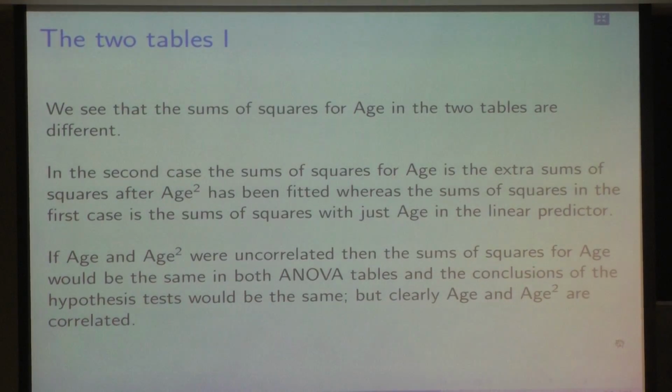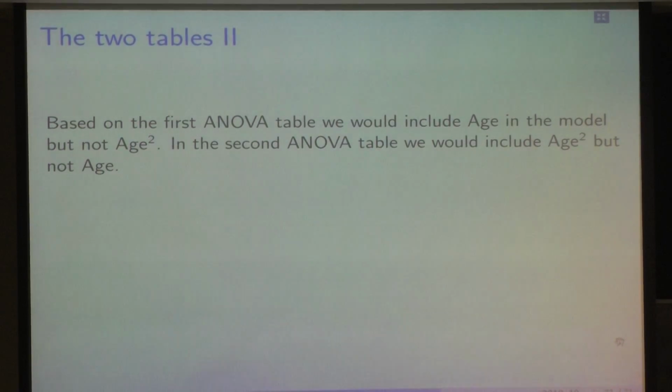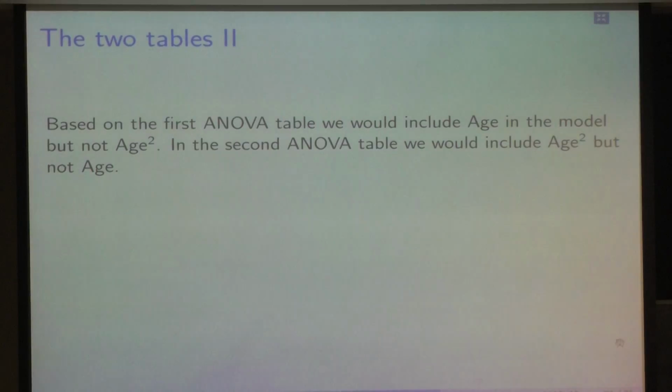So what's happening here is that the analysis of variance technique can't really tell us whether it's better to include age and then say, well, there's no evidence for adding in age squared, or is it better to include age squared and say, then there's no evidence for adding in age. So the analysis of variance method doesn't really help us answer that question.